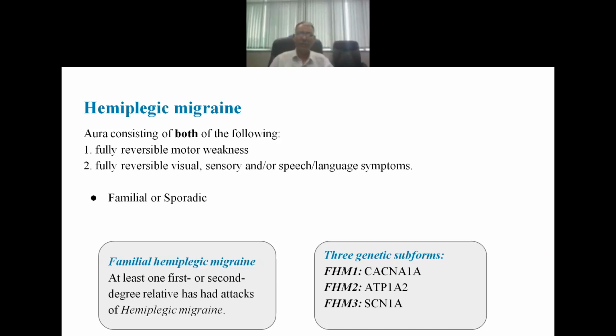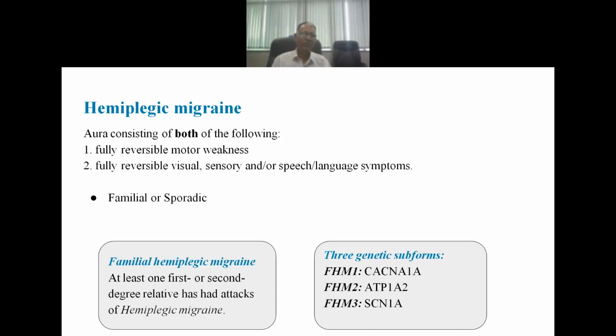So if you encounter a case of reversible hemiplegia, that means the patient developed hemiplegia, weakness on one side of the body, and he recovers in a matter of 1 or 2 hours, then probably you are encountering a case of hemiplegic migraine. Plus, please remember the hemiplegic migraine is not the only one which will give rise to reversible hemiplegia. There are other things like TIA or RIND, reversible ischemic neurological deficit. They are all the causes of reversible hemiplegia.